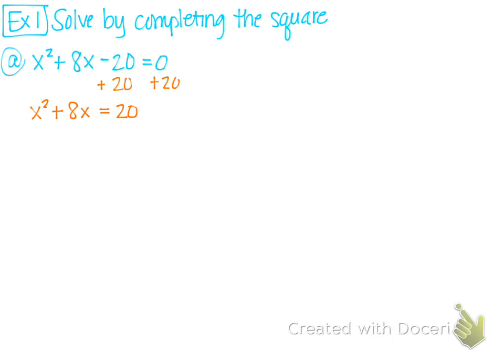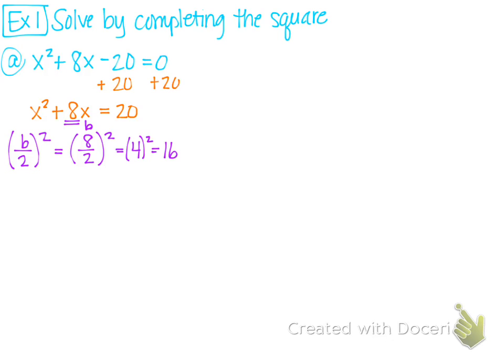Now, we need to figure out what is going to be our new constant term. So we're going to take our b. Remember, our b is what's in front of our plain x. So we're going to take b, divide it by 2, and we're going to square it. For this example, we have 8 divided by 2, and we're going to square it. 8 divided by 2 is 4, so we need to square 4, and we get 16. So this is what we're going to add to both sides of our equation.